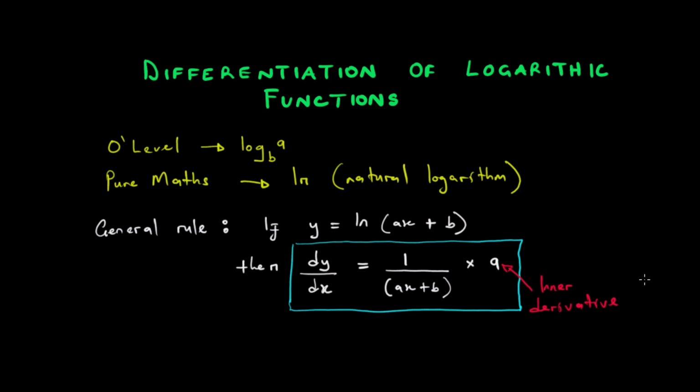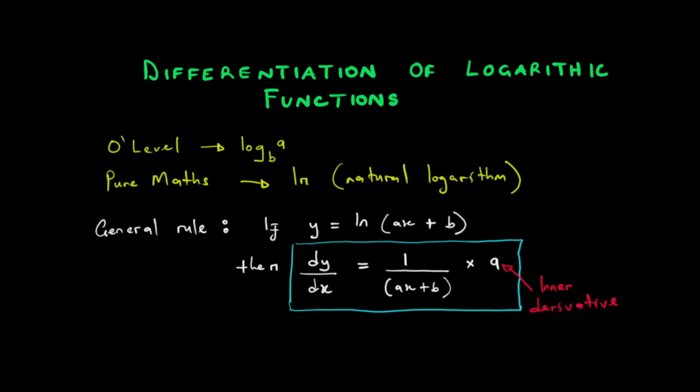dy dx is equal to 1 over bracket ax plus b. So it's just 1 over what comes after the natural logarithm ln times the inner derivative, meaning times the derivative of the bracket. That is so much important, and that is the general outlay of the gradient function of a logarithmic function.